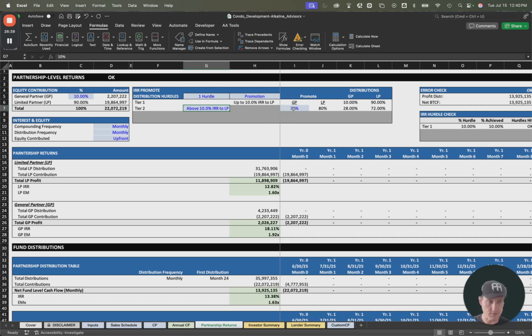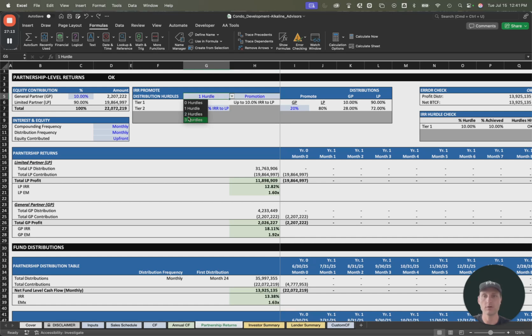Then there's 80% of the pie, let's say, of possible distributions left over. Of that 80%, the GP gets 10% because they have 10% of the equity in. So 10% of 80% is 8%. So you'll see the total distributions to the GP would be 28%. But if you don't want to calculate promote and you just want to say, hey, everything after 10%, the GP will get 20%, we can change this promote to just split. And now you'll see the distributions are 20%. So it's not a real promote.